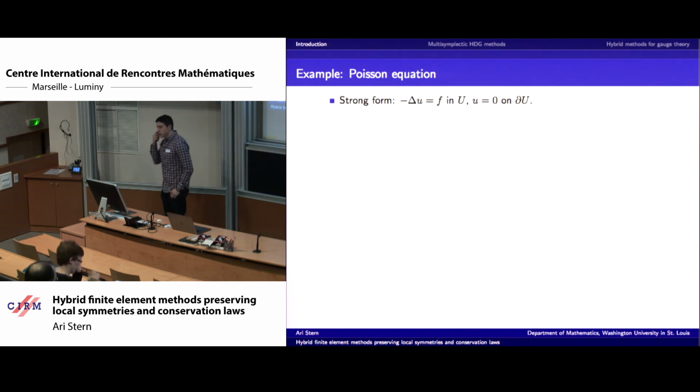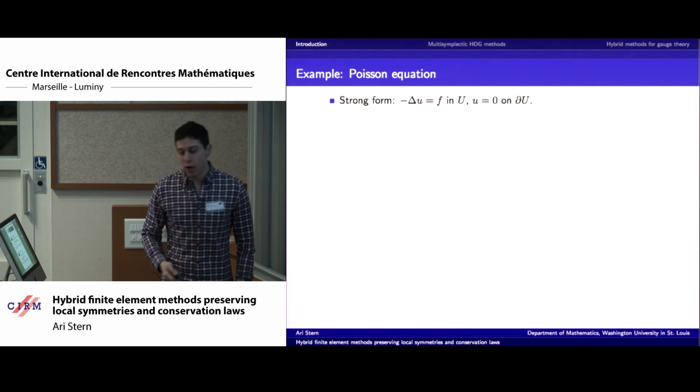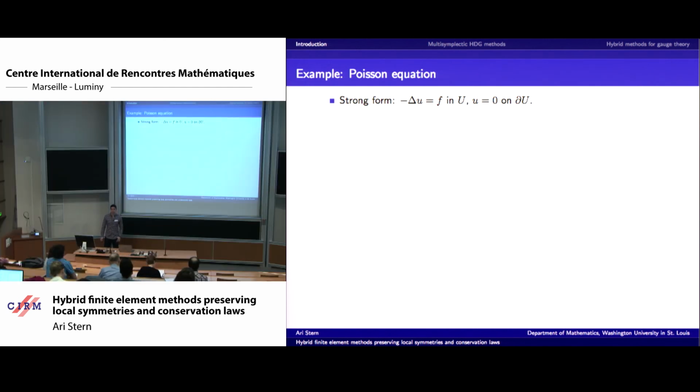So first, let me just give a quick example of how the finite element method and a hybrid finite element method look for a simple problem. Let's look at Poisson's equation, which in strong form we would write as minus Laplace u equals f. I'm just putting Dirichlet conditions on the boundary.